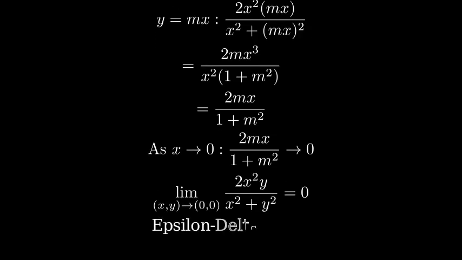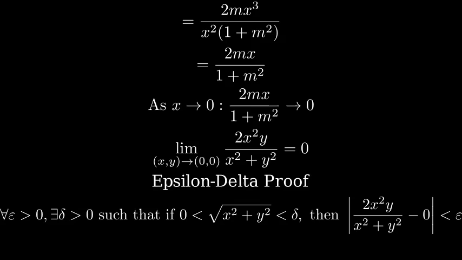Let's formalize our finding with an epsilon-delta proof. We want to show that for any epsilon greater than 0, we can find a delta such that if the distance from (x, y) to the origin is less than delta but not 0, then the absolute value of our function minus 0 is less than epsilon.